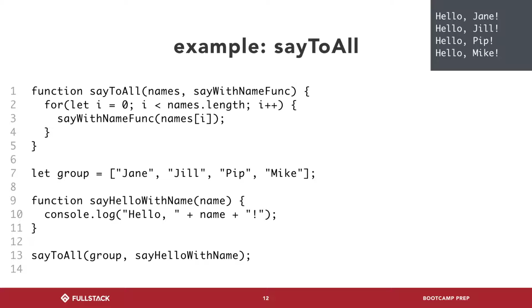On line 13 is the first time that I actually see code being run. How do I know a function is being run? Because of these open and closed parentheses, right? Once again, the only way that I know a function is being run is with the open and closed parentheses. And here, it looks like what I'm doing is invoking the sayToAll function.